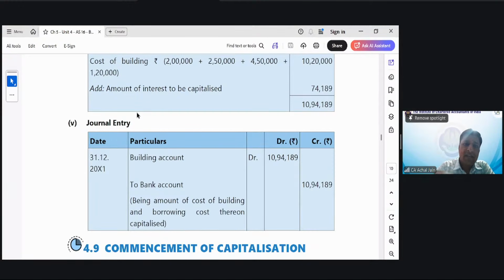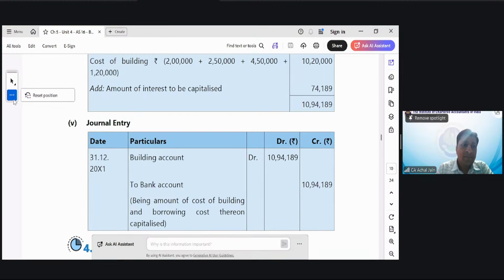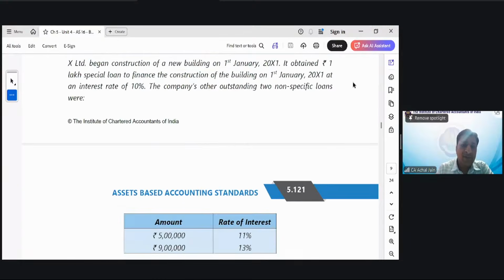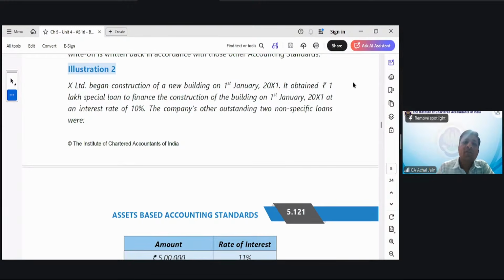Sir, here under the interest on weighted average accumulated expenses, specific borrowing, we have taken 1 lakh into 10%. Why have you taken 1 lakh, sir? Because that's the amount of specific borrowing. So if you go back to the question, in the question it is written, it obtained 1 lakh special loan to finance the construction of the building. So what is the amount of specific borrowing? 1 lakh. So that's given in the question. Clear?